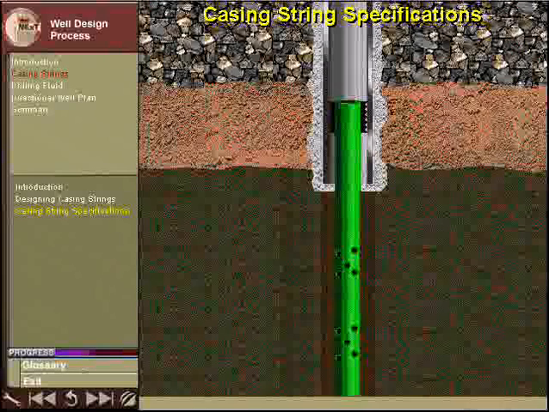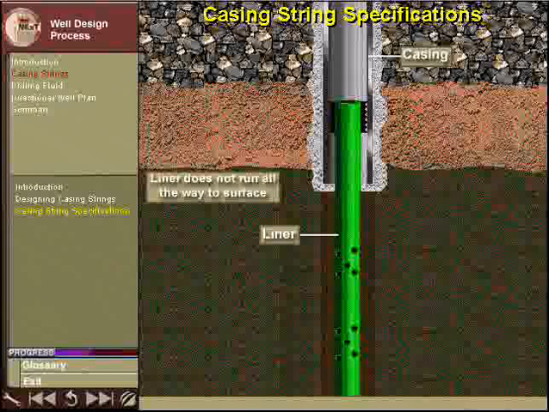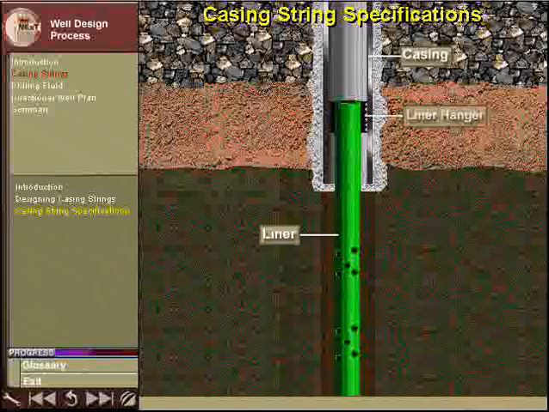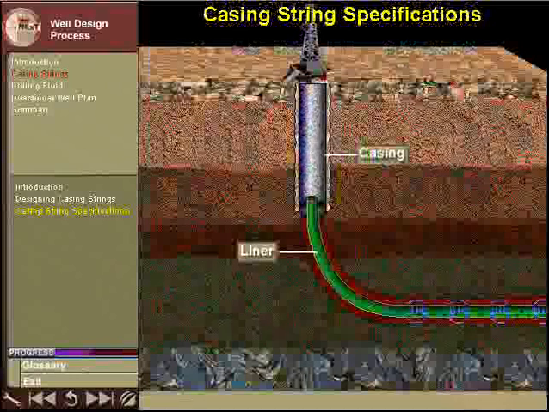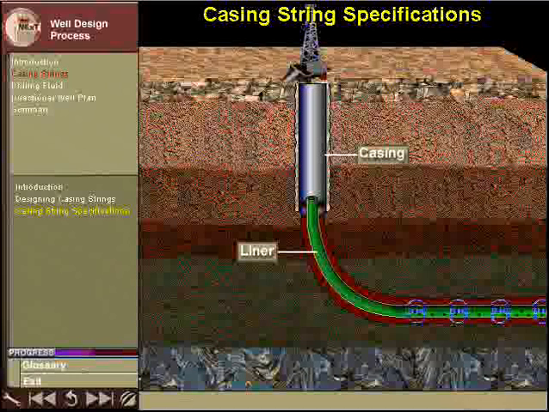Sometimes liners are run into the well instead of casing. A liner is a short string of casing used to case the smaller open hole section below an existing casing string in the hole. It's just like casing, except that a liner does not run all the way to the surface. Instead, it's hung from the bottom of a previously run casing or liner string using a special piece of equipment called a liner hanger. Using liners saves money since they do not extend to the surface.